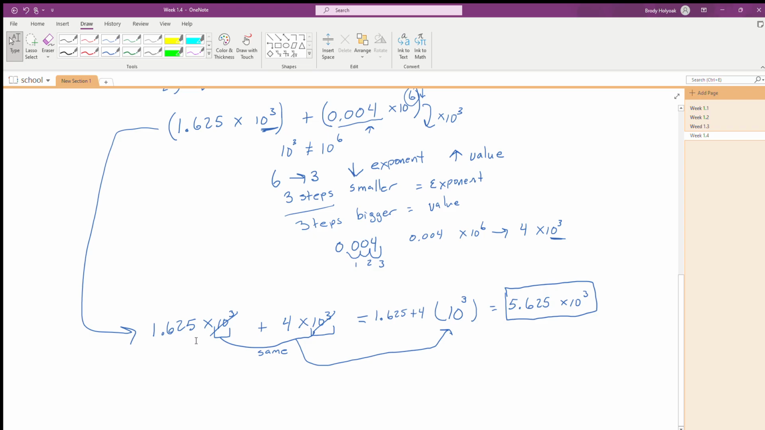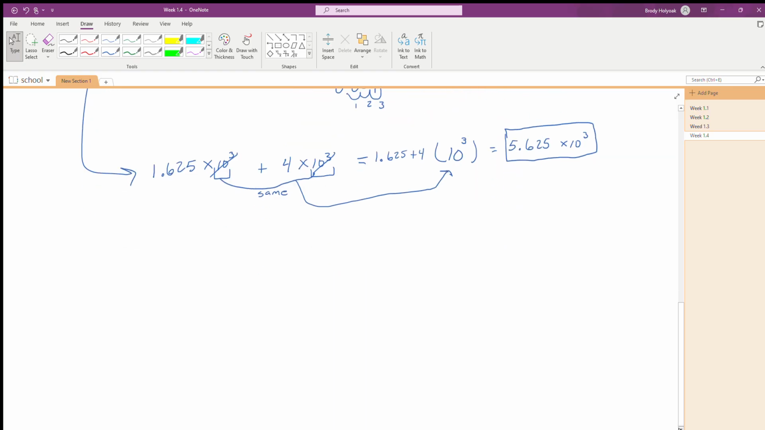The shortcut really is just thinking about it. If I'm adding two numbers that have the same power, that same power is going to carry over to my answer. It's really just as simple as that. So subtraction is going to work the same way. If I have my 1.625 times 10 to the 3rd, and I'm going to subtract the 0.007 times 10 to the 5th, well, same process.